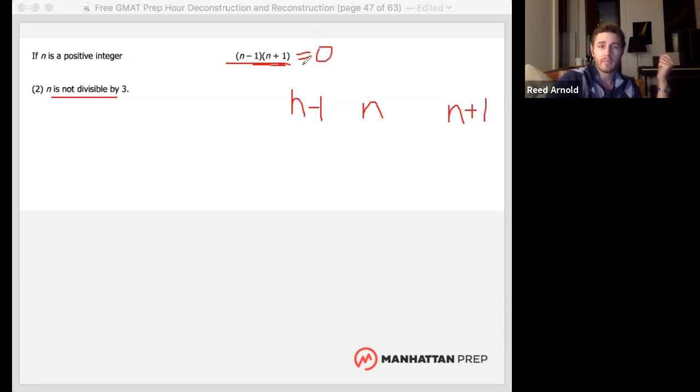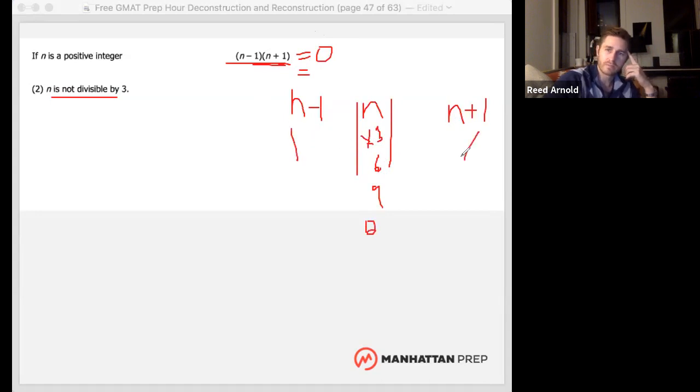Okay. Well, James, I don't know if n minus 1 or n plus 1 are even yet. I don't know that. But I do know that if n is not divisible by 3, this is not divisible by 3. So it's not 3 or 6 or 9 or 12. What does that mean about one of these numbers? Okay, that's true. The product of 3 consecutive integers does have to be divisible by 3. That's a rule generated from this inference.